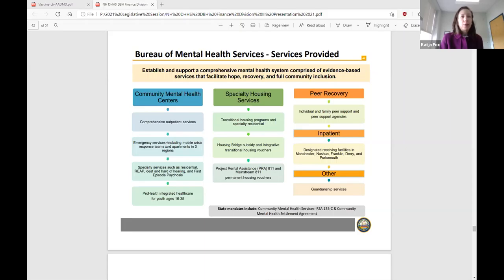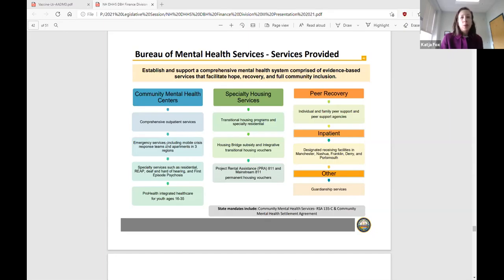I would be remiss if I didn't recognize that I'm not sitting here just representing the Bureau, but I'm also representing the dozens and dozens of community service providers who are actively working today to address the needs, as well as the thousands of individuals who need our services. And so we break it down.